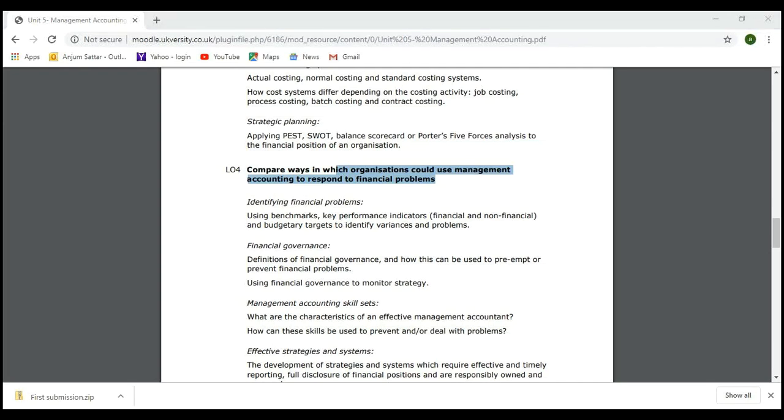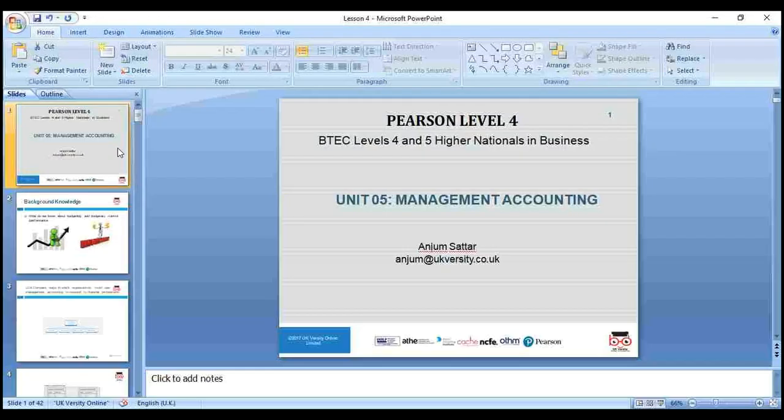Okay, any question up to now? No, sir. Okay, today's lesson will be focused on all these inductive contents, which are the key points we're supposed to learn. So, Unit 5, Management Accounting. My name is Anjum.